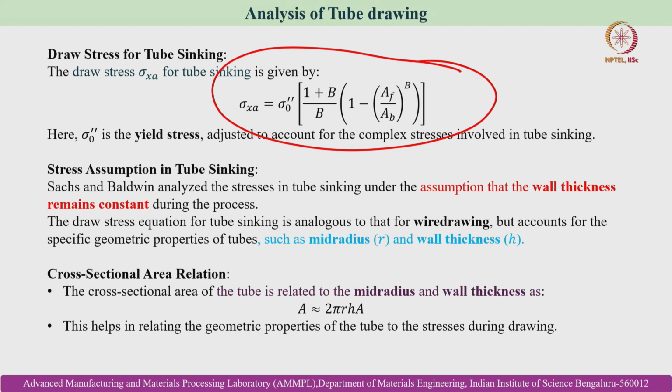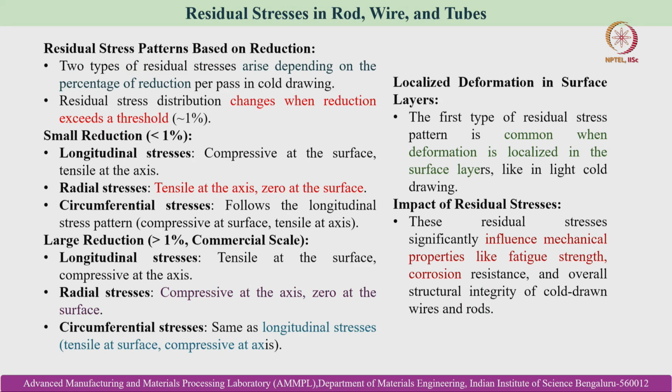Cross sectional area reduction. The cross sectional area of the tube is related to the mid radius and wall thickness as A equivalent to 2 pi r h. So this helps in relating the geometric properties of the tube to the stresses originating during drawing. Now the residual stress patterns based on reduction.